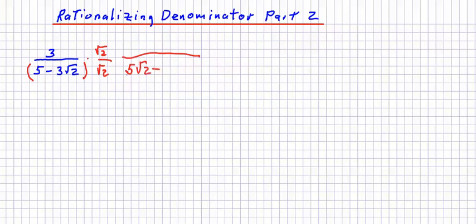and I get 3 times square root of 2 times square root of 2, which is 2. I end up with 5 square root of 2 minus 6. And that's not going to work because we still have a radical in the denominator. We've just switched it from the second term to the first term. So let's see if we can figure out what to do.